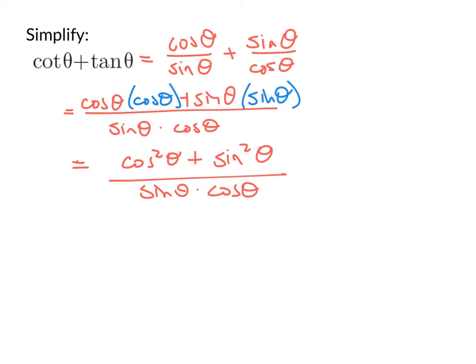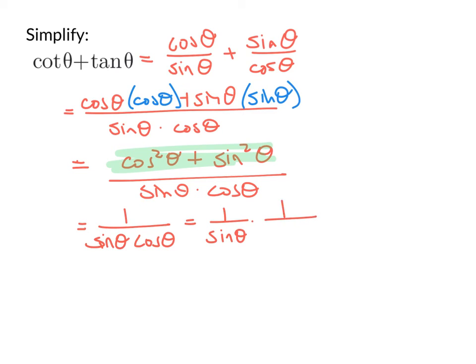We know about that identity for sine squared plus cosine squared, and order doesn't matter when we're adding, so cosine squared plus sine squared is 1. So 1 over sine cosine. And of course we can break that up into 1 over sine times 1 over cosine. The reciprocal identities for sine and cosine: the reciprocal of sine is cosecant, and the reciprocal of cosine is secant. So there's our simplified trig expression.